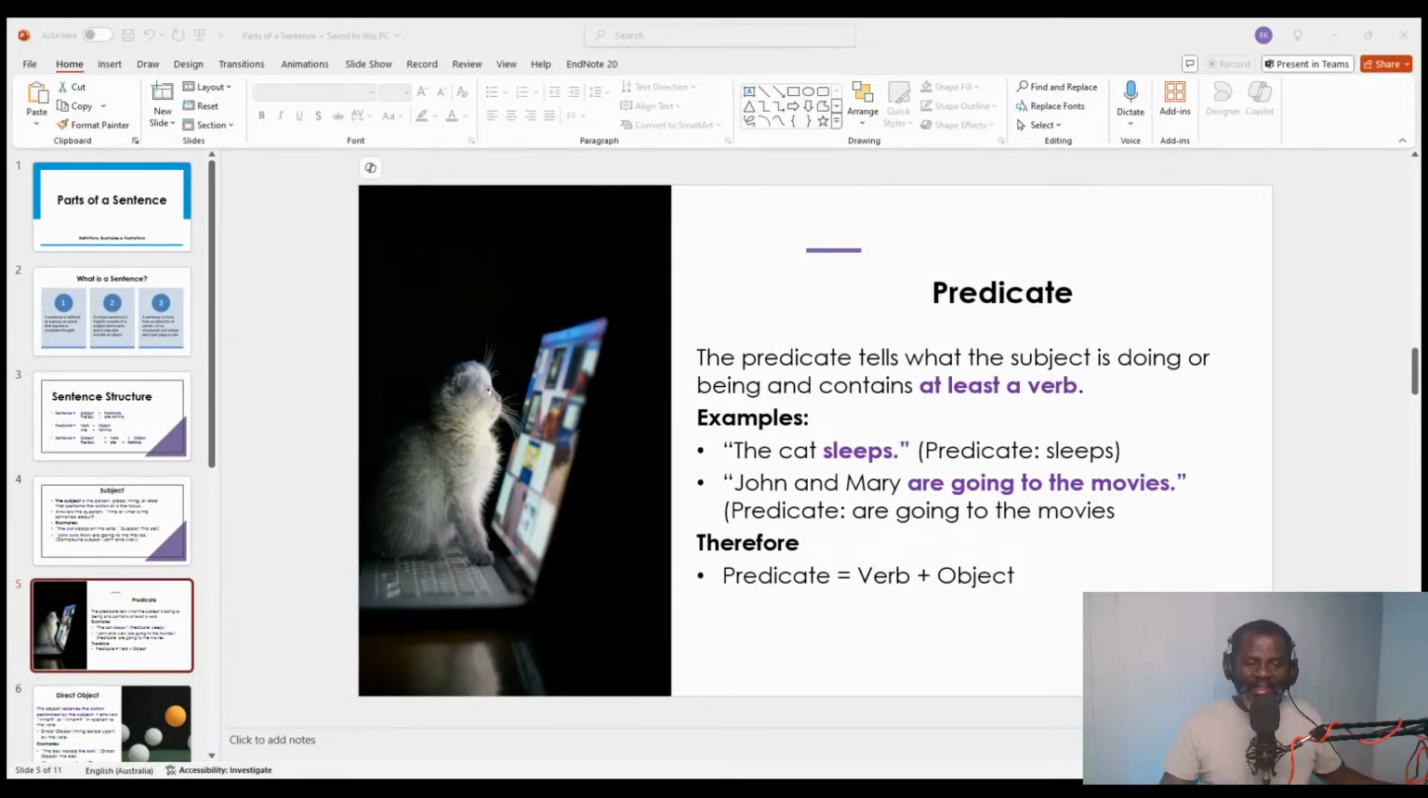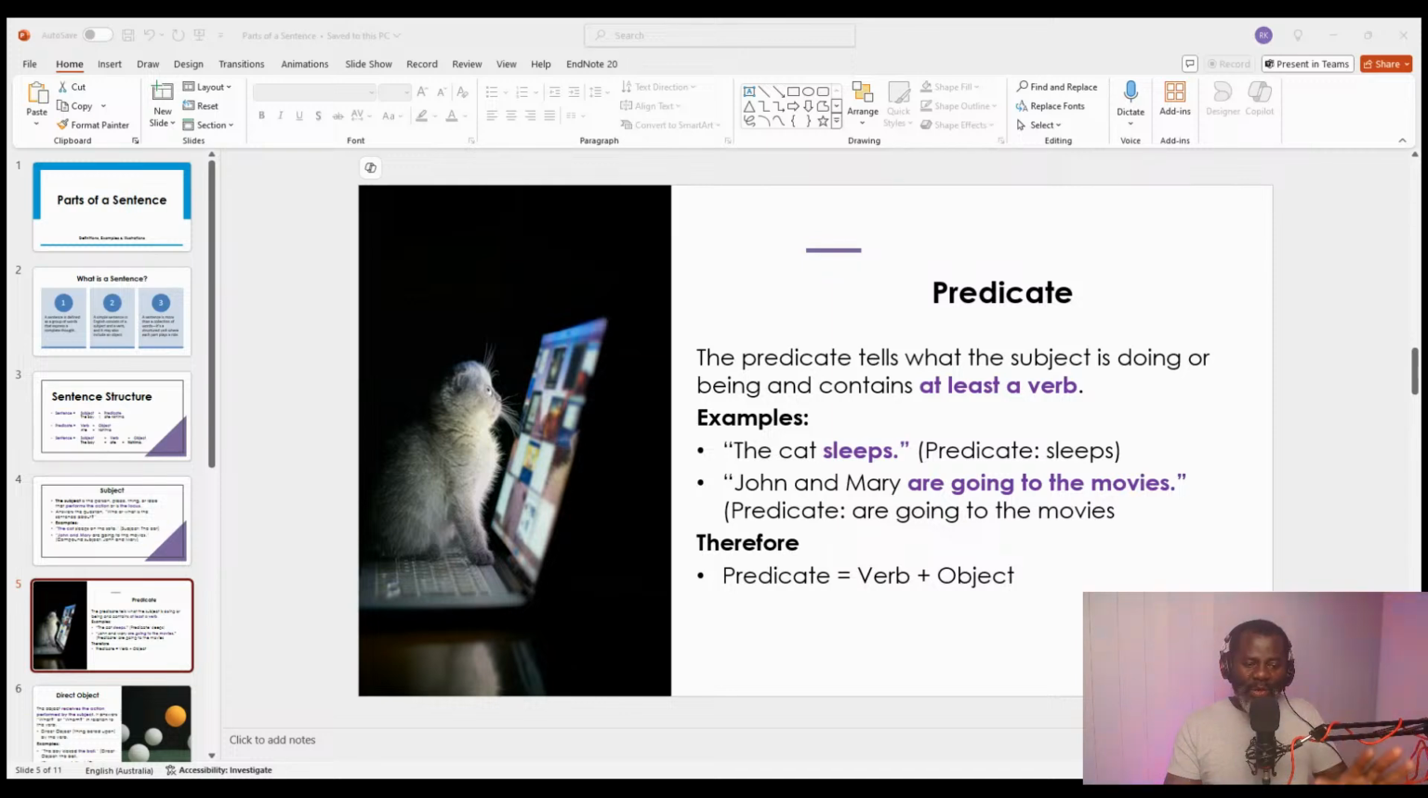So, there are two types of objects in English. The first one is called the direct object, and the second one is called the indirect object. When it comes to objects, the direct object is the direct recipient or receiver of the action performed by the subject. It answers the question what or whom in relation to the verb.